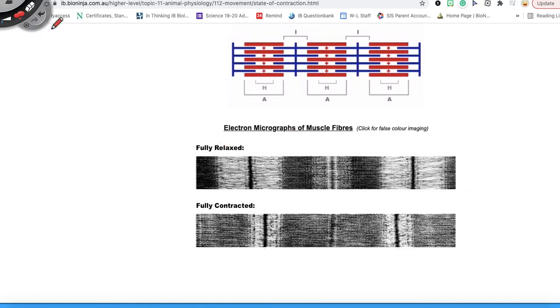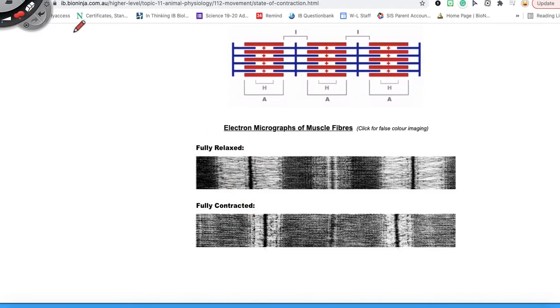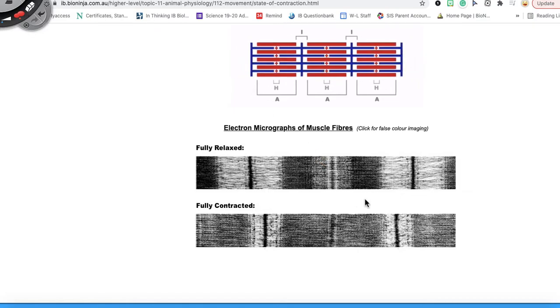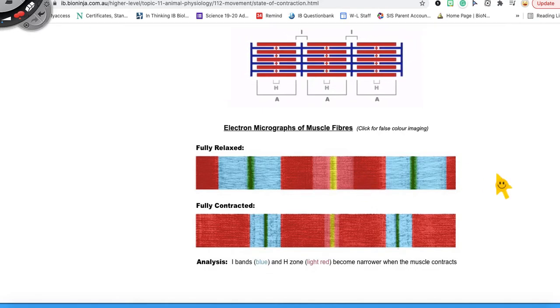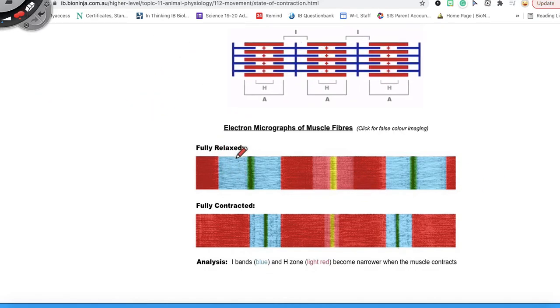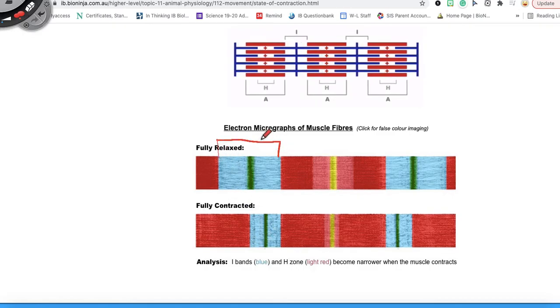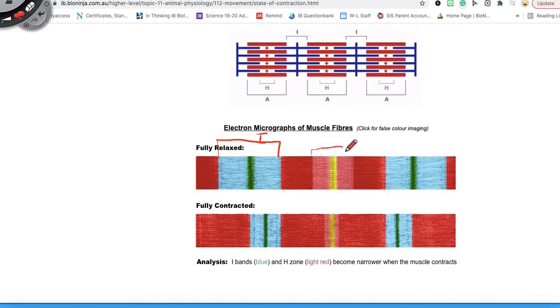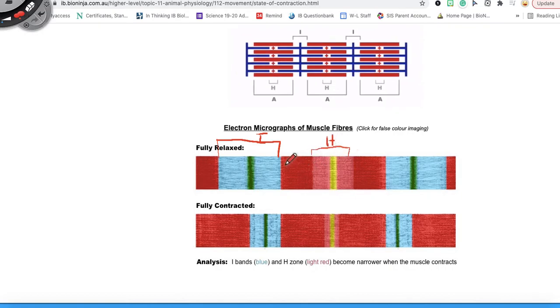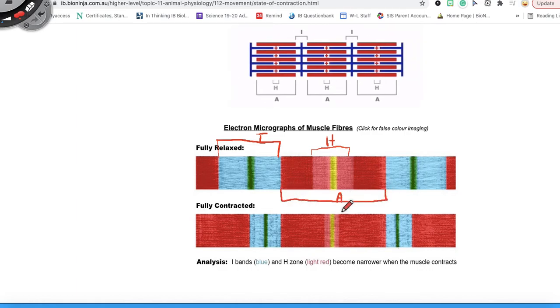Okay, so you paused the video and found the bands in the fully relaxed and fully contracted muscle fiber. Now let me click and see if you got the same thing. Here they are. Here we see the fully relaxed. We see the I bands in blue. This is the I band right here. Then we see the H zone, which is the light red, right here. And the A band would be the whole length of the myosin. That would be the A.